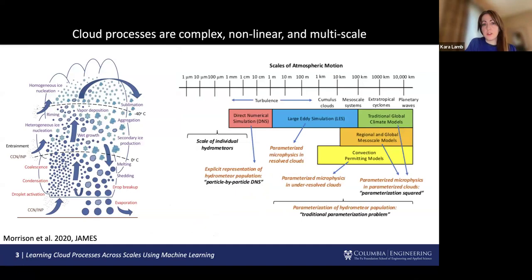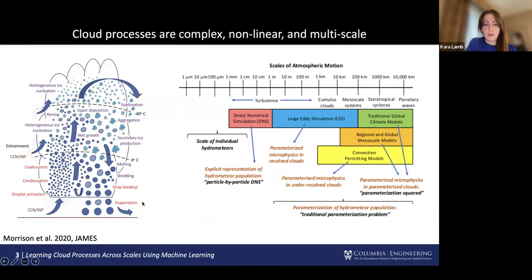But we, of course, know that cloud processes are something which are really challenging to model across these different scales because they're complex, nonlinear, and inherently multi-scale. And here I'll talk a lot about cloud microphysics. So this is this nice figure from Hugh Morrison's recent review paper that's showing basically all of these cloud microphysical processes. So this is all these processes that govern the interaction and growth of individual droplets and ice crystals inside of a cloud.